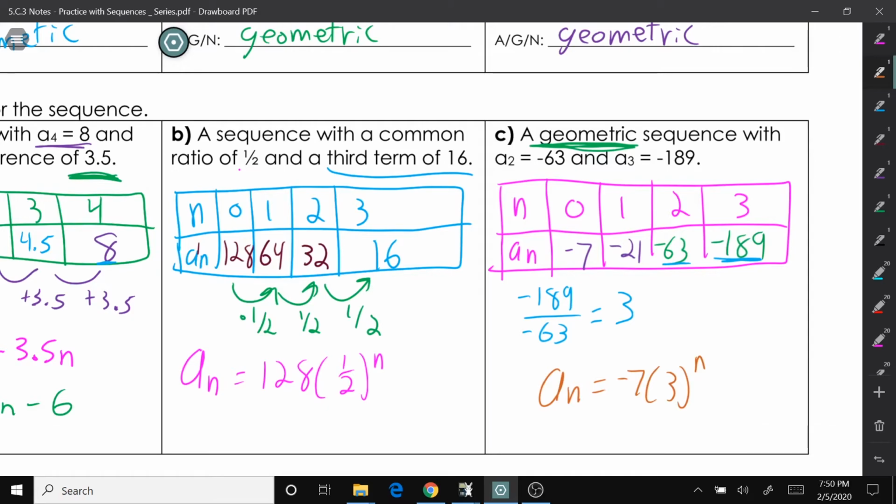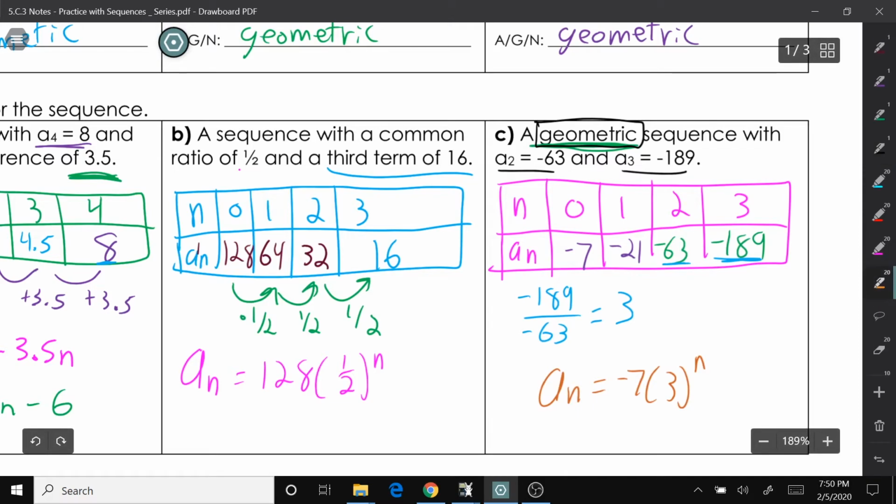So yeah, that one was a little bit different because we were given two values and we're told it's a geometric sequence. If they told us it was an arithmetic sequence, then we wouldn't have divided. We would have subtracted instead to get our common difference.